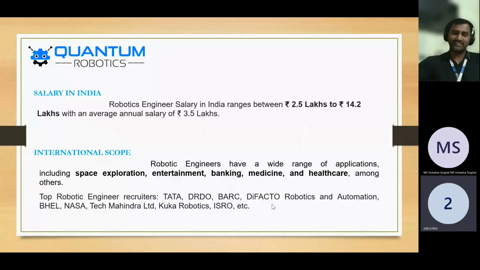Yeah, great. Actually, I would like to ask another question. You mentioned DRDO, BHEL, NASA, and ISRO. All these are government agencies. So how can one work with the government in this field? How can one join them? Yes. If you go to any company, every company has a career page, right?